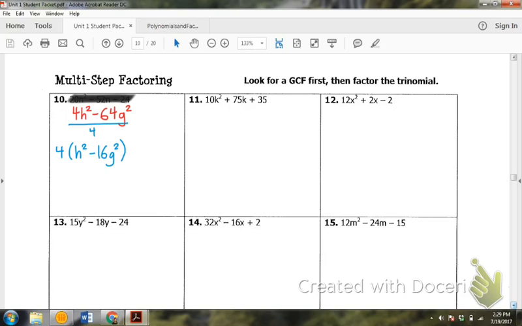Do we still have a difference of squares? Yeah. H squared is still a perfect square. 16 is a perfect square. G squared is a perfect square. So can we do the difference of squares again? Yeah. We can. Okay? So we're going to forget about the 4 for just a minute. Put that off to the side for just a minute. And let's go ahead and factor h squared minus 16g squared.